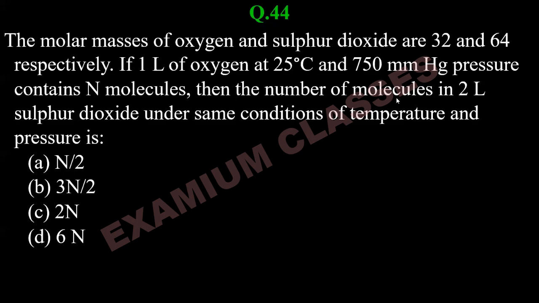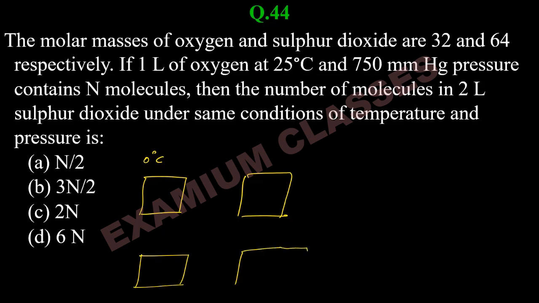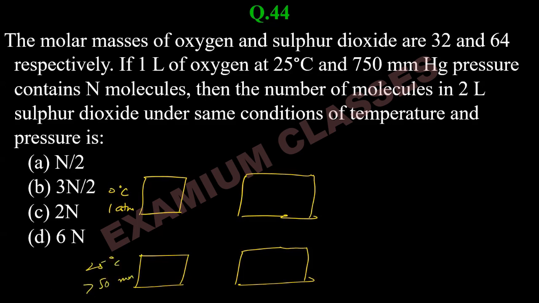I'll give you a hint, right? Suppose you have 2 containers, and one container is at 0 degrees Celsius initially. And here also you have two containers. This one is at 0 degrees Celsius, 1 atm. This one is at 25 degrees Celsius, 750 mm. 1 atm is 760 mm. Suppose here you have n molecules, here you have 2n molecules.